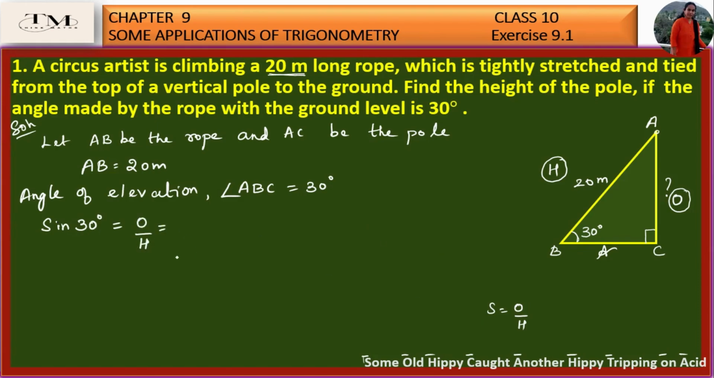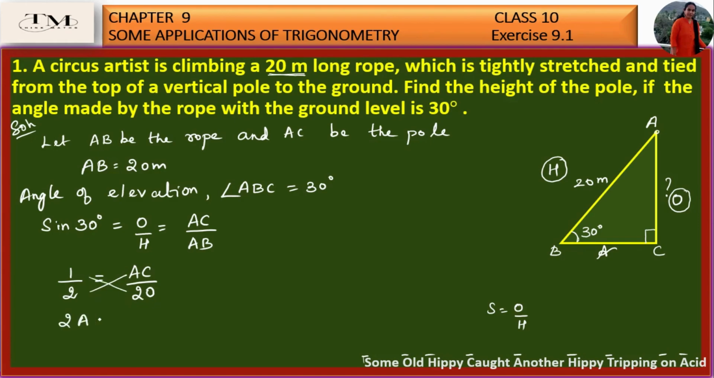So which is the opposite side here? AC. Hypotenuse side is AB. What is sine 30 degrees? You should all remember the trigonometric table. So easily you can find out the value of sine 30 degrees. So sine 30 degrees is 1 by 2. So 1 by 2 is equal to AC by AB. What is AB? AB is 20. Now just cross multiply.